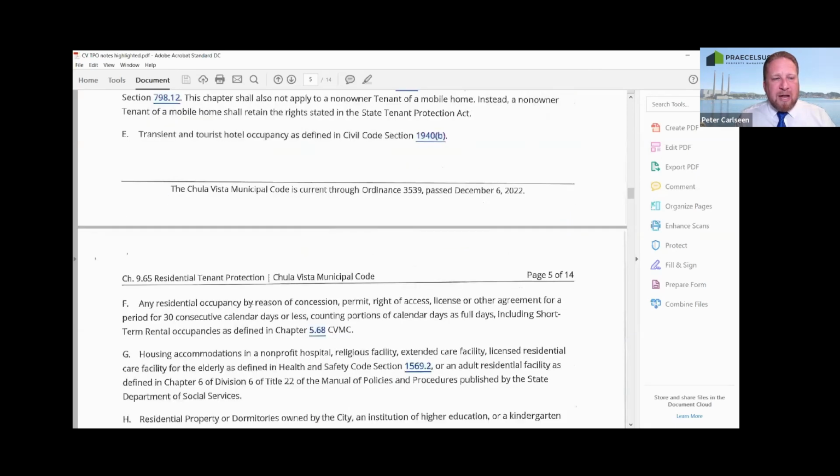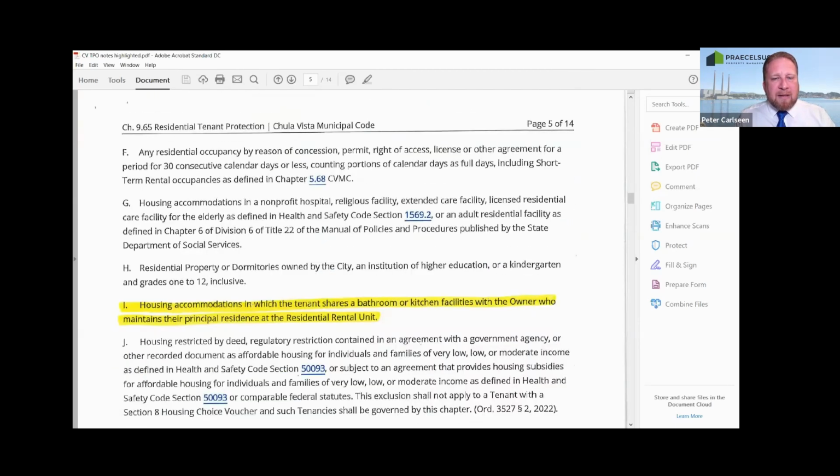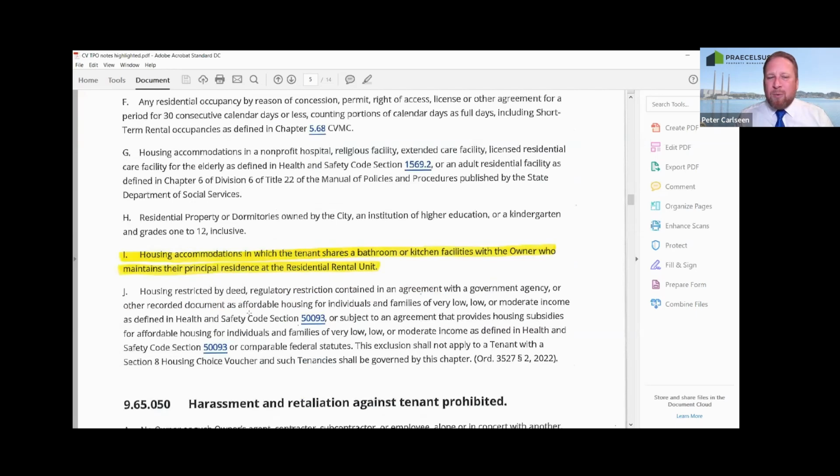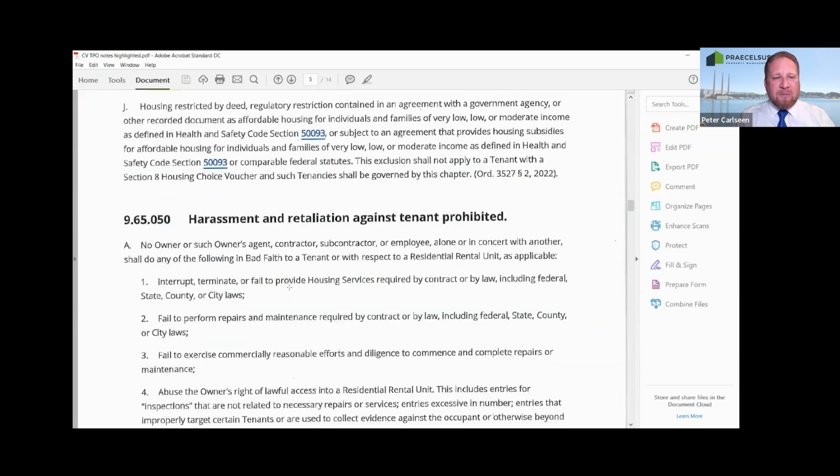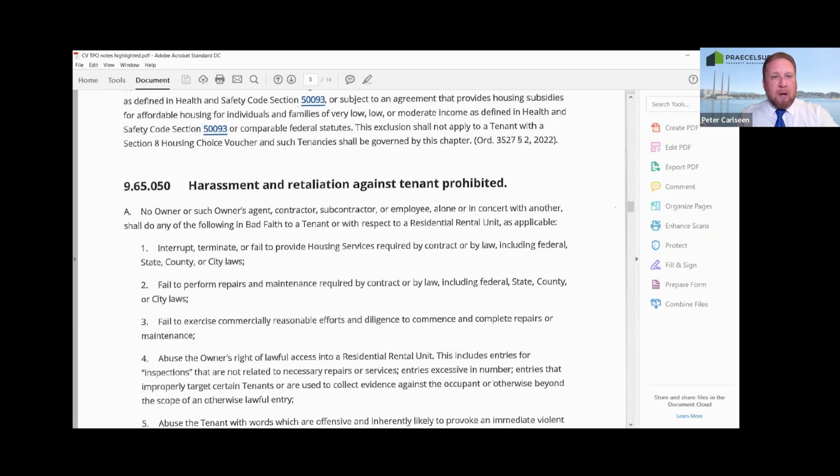So we're going to scroll down a little bit. The other kind of exemption thing that is not real common, but if you have a house and you're renting rooms out, if you share a bathroom or kitchen facilities with the other people, then you can also be exempted if you're renting out more than two rooms. So just remember that in case it applies to you.